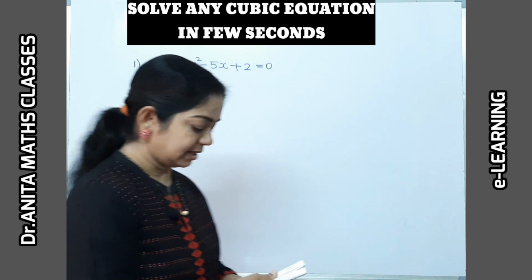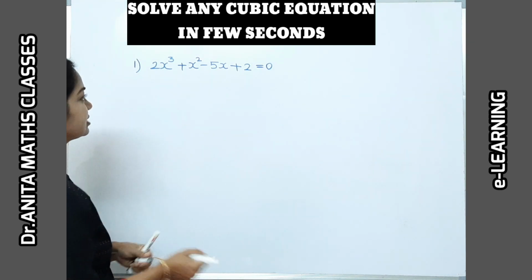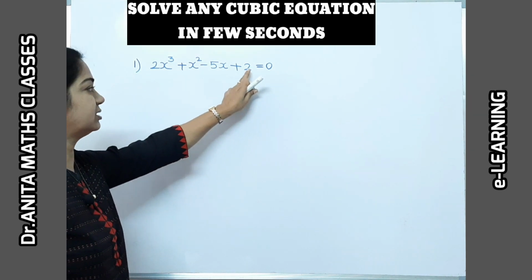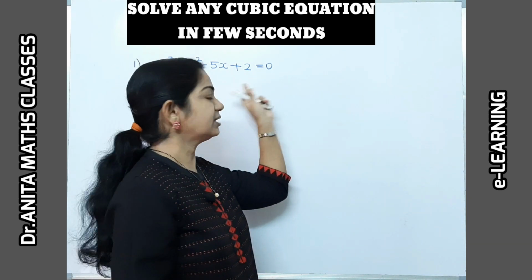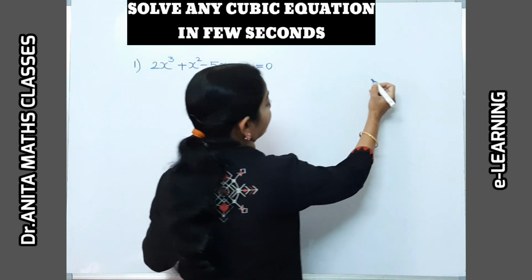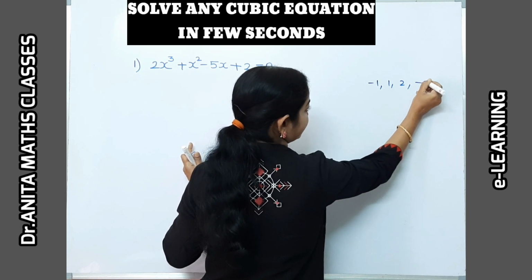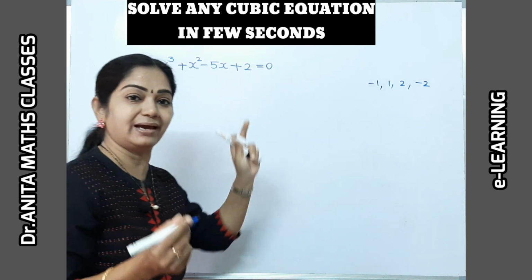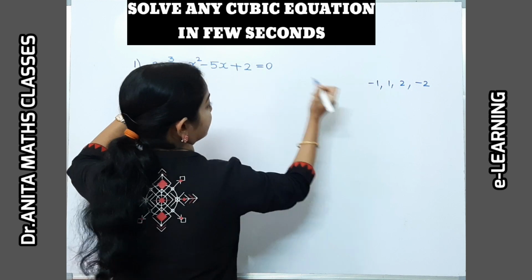Let's get started. Now I have written a cubic equation here. In this cubic equation, let us see all the coefficients here. This is the constant, the coefficients. First, by hit and trial method, let us check for the factors. So let us substitute in place of x these values and see by the hit and trial method. Okay, now I'll substitute minus 1 into the equation.